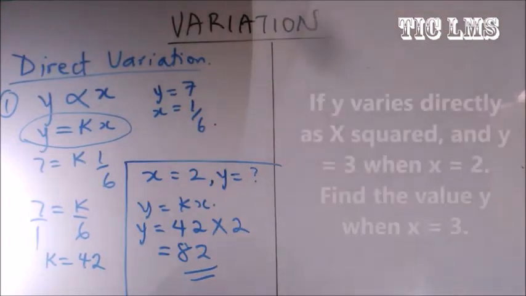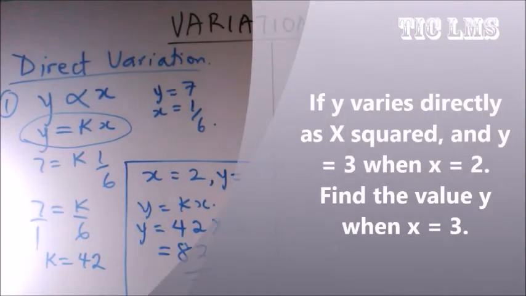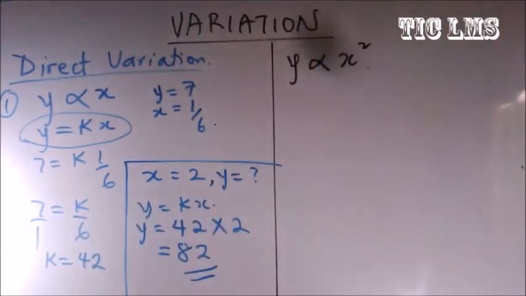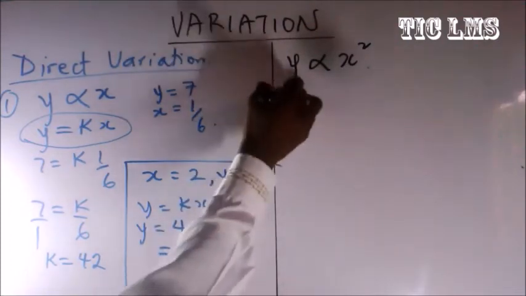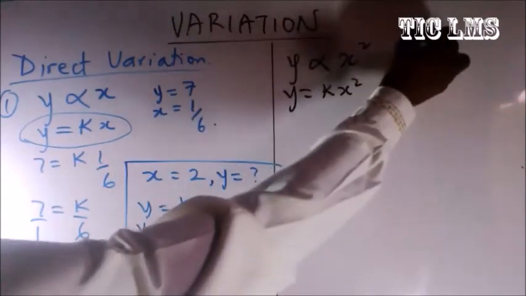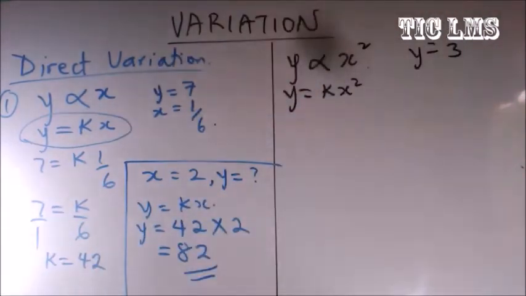Example 2. If y varies directly as x squared and y equal to 3 when x equal to 2, find y when x equal to 3. Alright, so we have y varies directly as x squared. So we have y equal to kx squared. If y equal to 3 and our x equal to 2, find y when x equal to 3.